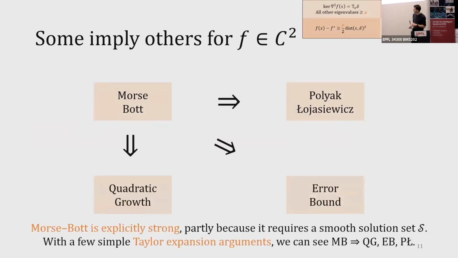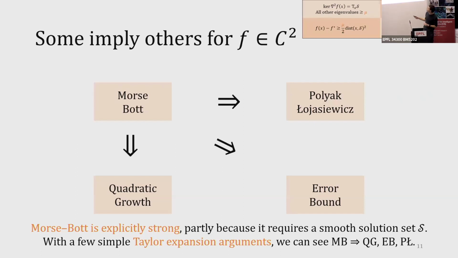The reason for that is that Morse-Bott is kind of explicitly strong in its formulation, because you start by assuming that S, the set of minimizers, is a very nice set, a smooth manifold. And then you assume that the Hessian along that set has exactly the behavior you might hope for, meaning the tangent spaces are in the kernel, nothing you can do about that, but everything else is positive definite. Using everything that Morse-Bott has to offer, and a few Taylor expansions, you can easily show that the other three conditions hold. All of this is a local statement, right?